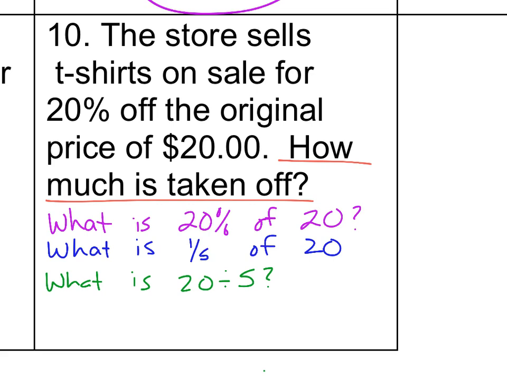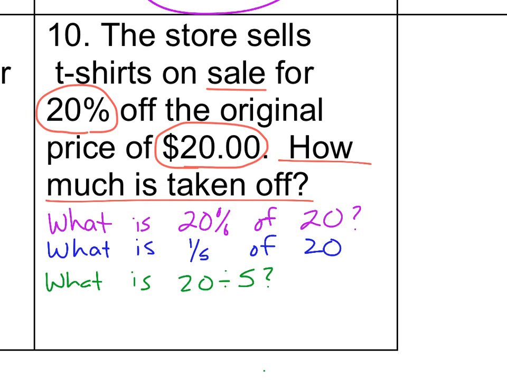And the last question is a simple one, we should be able to do in our head, but I'm going to show you the questions that you can ask yourself to figure this out. We know that t-shirts are on sale, right? We see sales all the time. Sales are great. For 20% off, the original price of 20 bucks. So the original price is $20. We want to know how much is taken off if 20% is taken off.